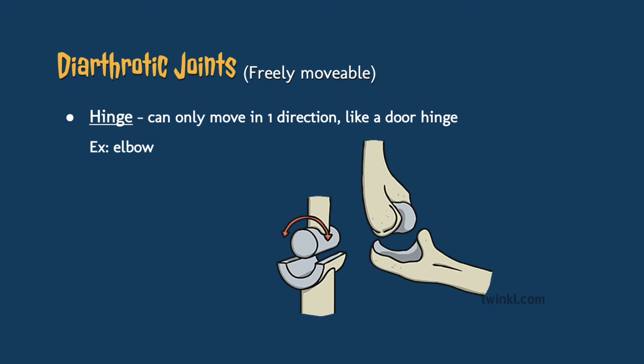So an example of that is our elbow. You can open up your elbow to extend your forearm, but you can't bend your forearm all the way back around. It can only move in one direction and then it stops, just like with that door. Same thing with your knee. The elbow and the knee are both types of hinge joints where they only move in one direction.